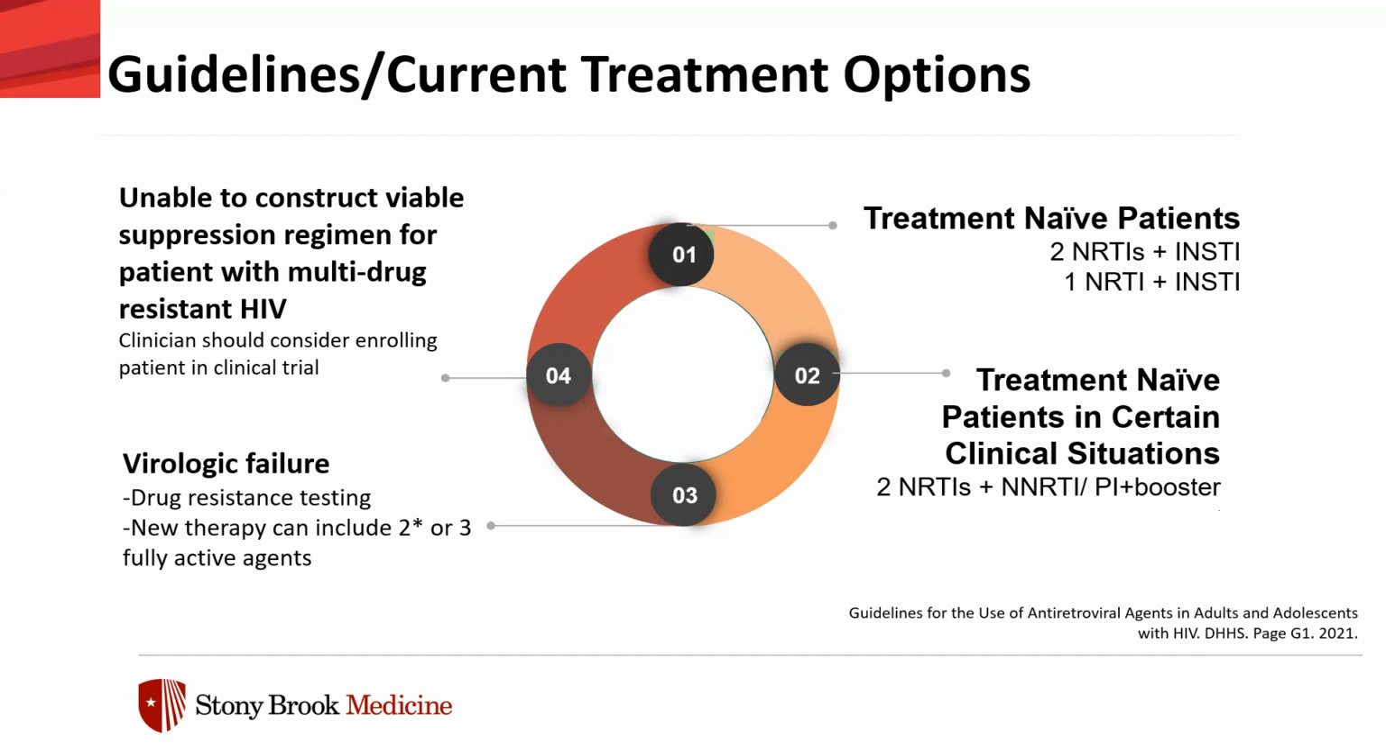Now I have an asterisk listed next to 2, and this is because these are actually updates to the 2021 guidelines developed by the Department of Health and Human Services. So before 2021, patients with virological failure were recommended to have 3 fully active agents. This has since been changed to only 2 fully active agents if we are utilizing a medication that is noted in the guidelines to have a high barrier to resistance. And a high barrier to resistance, some examples for you are second generation integrase inhibitors like dolutegravir and bictegravir.